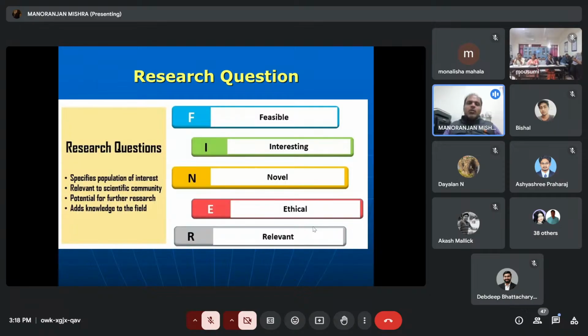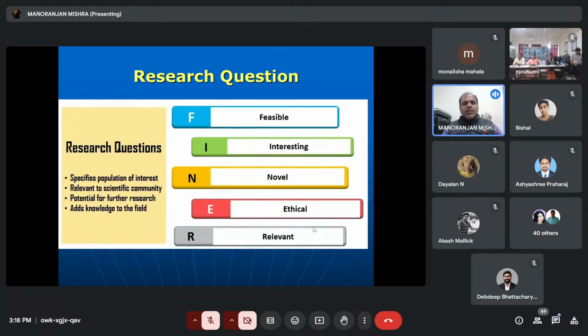So while developing or disintegrating your research problem into a research question, specify the population of interest relevant to the scientific community, the potential for future research, and the knowledge added to the field. What I'm trying to say is, when you identify your research problem, consult with the best experts around the world, so that any changes can be made. These are all crafting and drafting kind of things. That will make a difference.